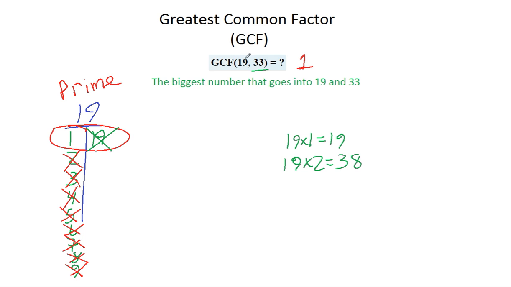Okay. Just in case you're interested, when this happens, when you get a greatest common factor of 1, that is called relatively prime.